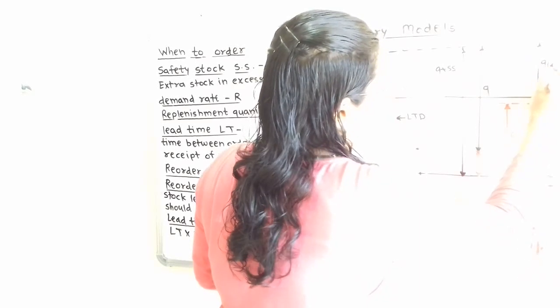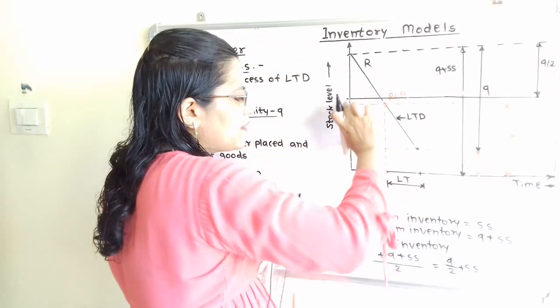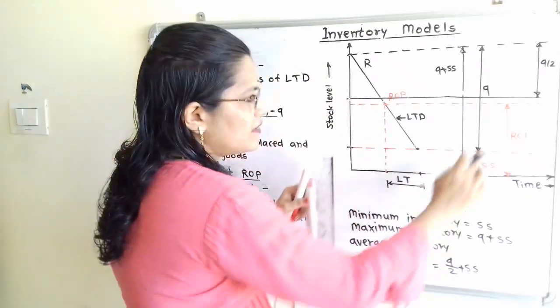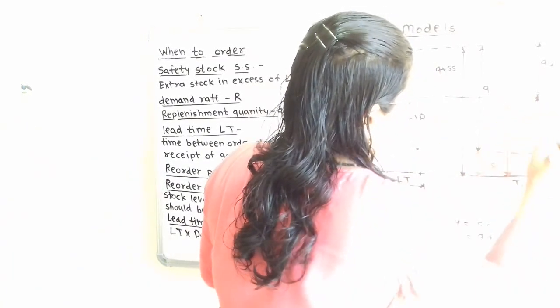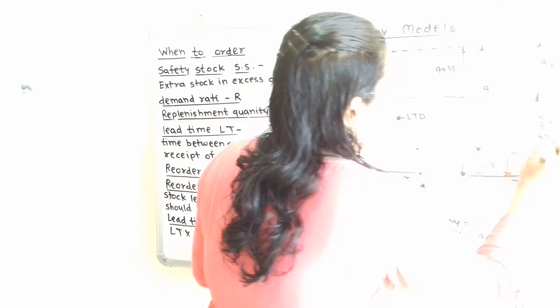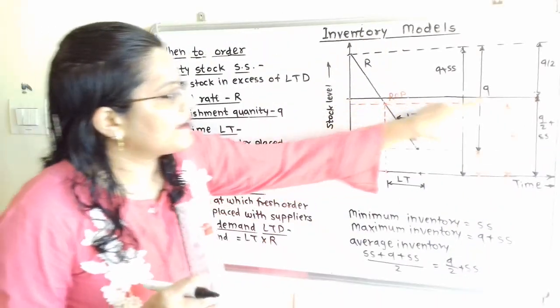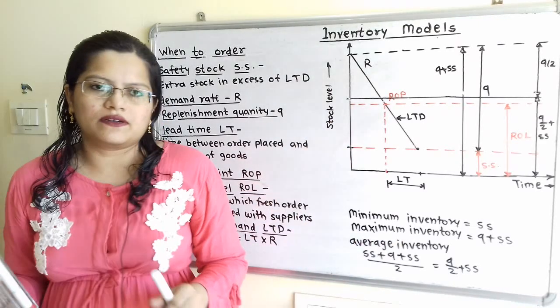This is Q by 2. And the remaining distance, that is the vertical distance, is Q by 2 plus SS. So here this is Q by 2 plus SS. So we can say that the line with this black marker is the average inventory level.